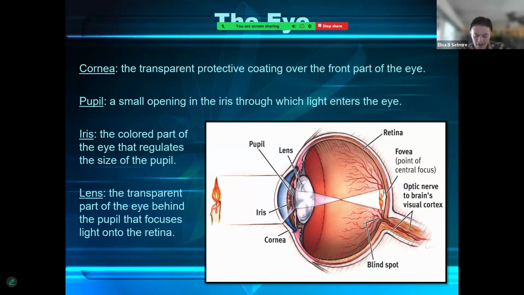In bright light, the muscles in the iris are going to contract to make the pupil smaller, protecting the eye from damage. And in dim light, the muscles relax to open the pupil wider, let in more light, make it easier for us to see.